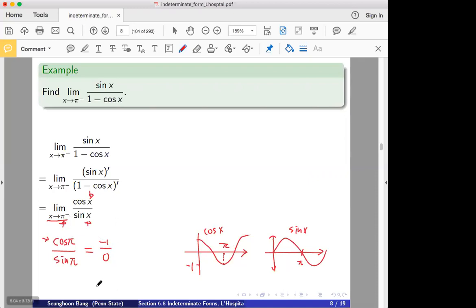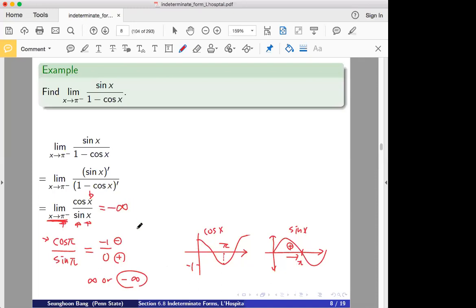So we have two possible answers in this case, a non-zero over zero form: infinity or negative infinity. How can we decide? Cosine of pi is negative, very clear. For the second one, I'm going to use the graph. As the x value approaches pi from the left, the sine function is above the x-axis, positive. Negative over positive, so the answer is negative infinity.